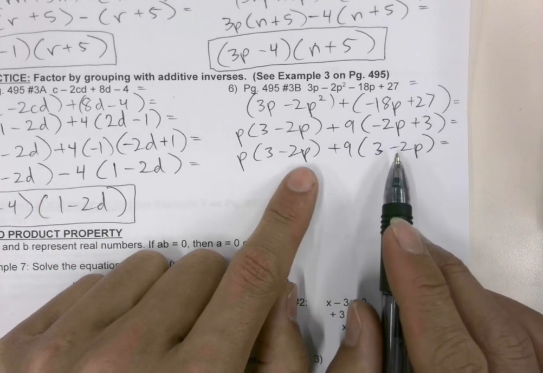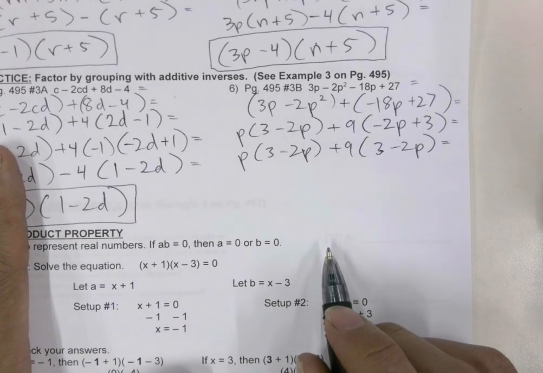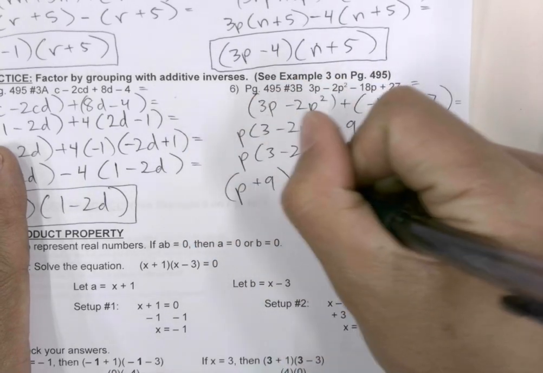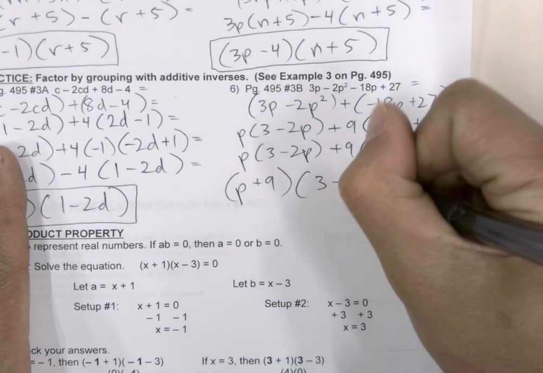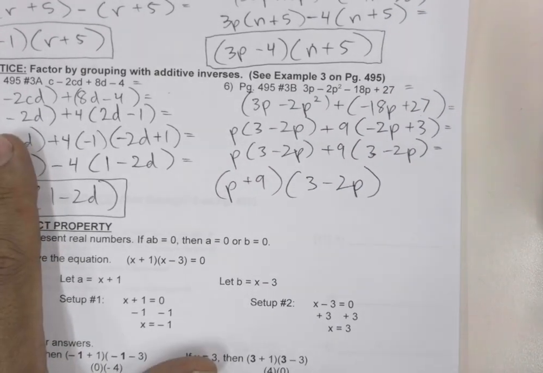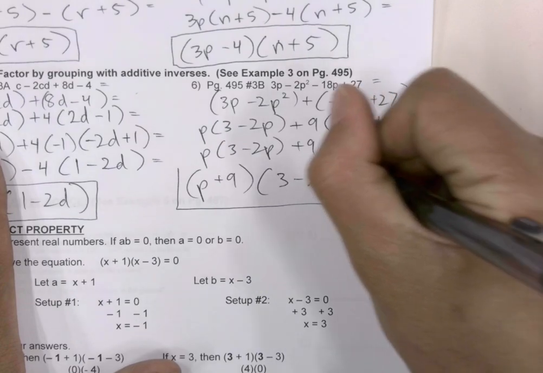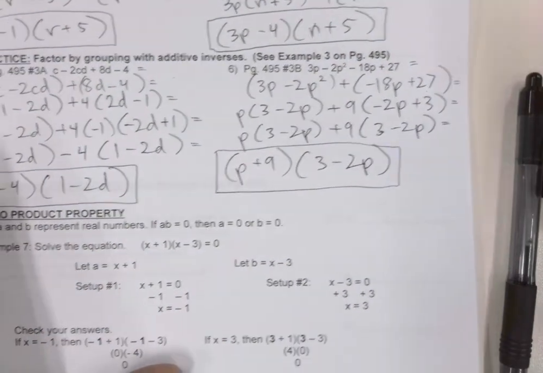And now we have the same polynomial in the parentheses. And so now we can factor. It's going to be p plus 9 as my first polynomial times 3 minus 2p as my second polynomial. And I have factored. So that is my answer. And I'm going to put a box around it, like so.